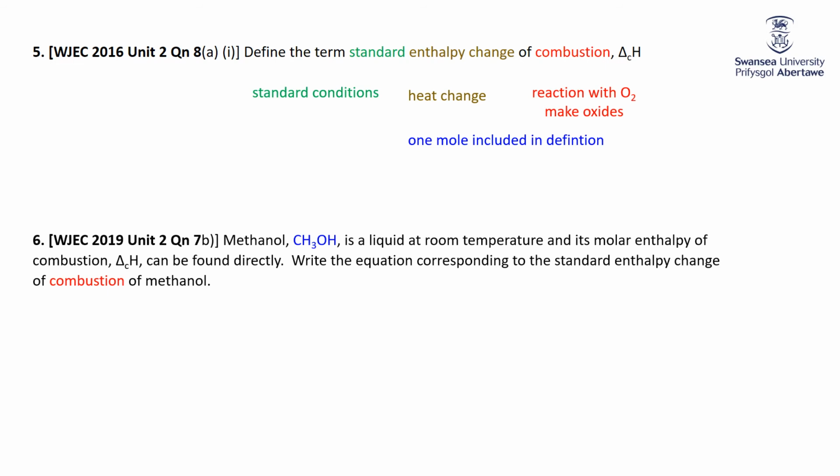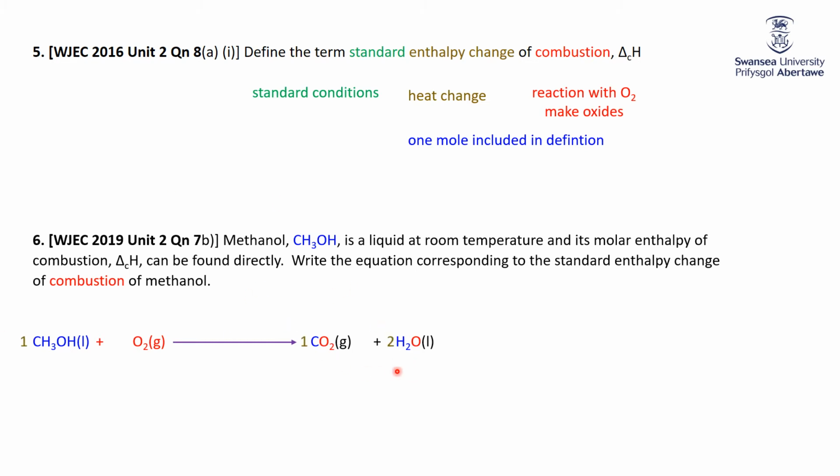So now we'll talk about the combustion of methanol, right? Equation corresponding to the standard enthalpy change of combustion. So that means we take 1 mole of methanol, we react it with O2, and we make its oxides. Oxide of carbon is CO2. Oxide of hydrogen is dihydrogen monoxide, otherwise known as H2O. Got to balance based on this being 1. So there's 1 carbon, so 1 CO2. There's 4 hydrogens, thus 2 H2O.